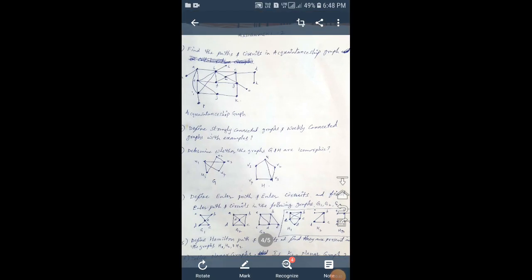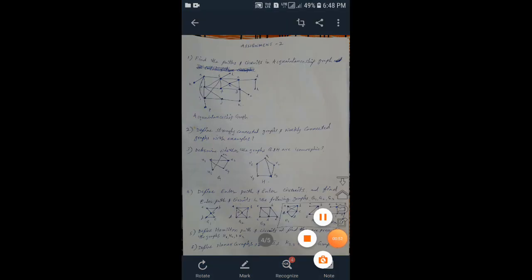Now this is the assignment. Clearly see all the questions. You have to answer all the questions here. There are 6 questions on this page. You have to note down all these questions, and of course another 2 questions are there on the next page. These are the 7th and 8th questions.